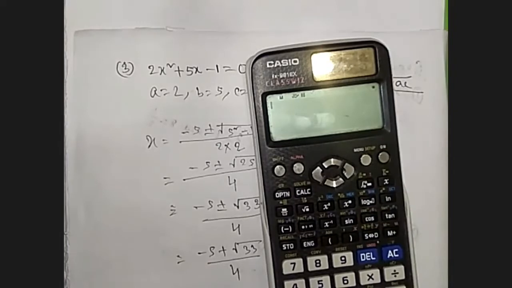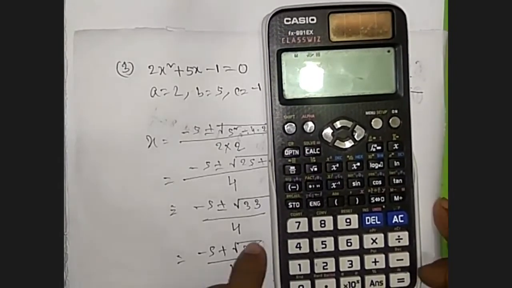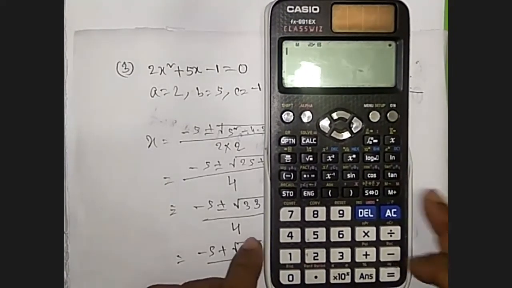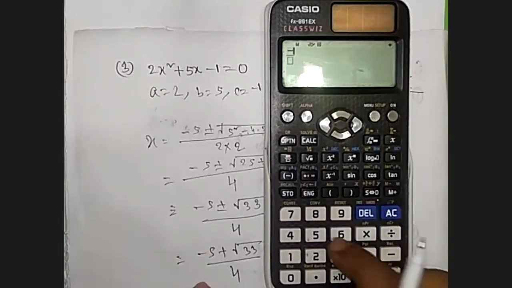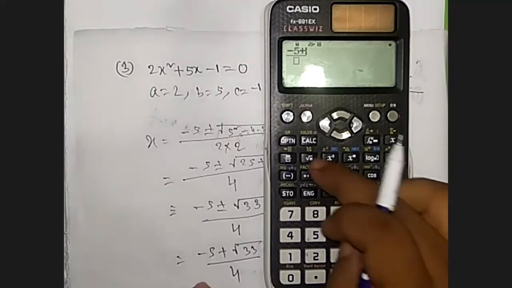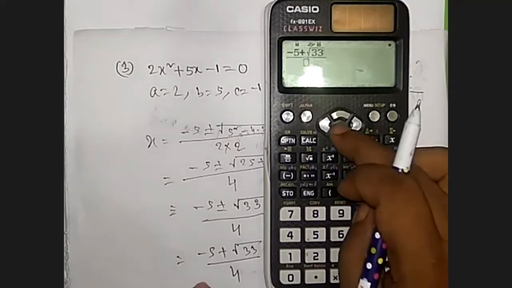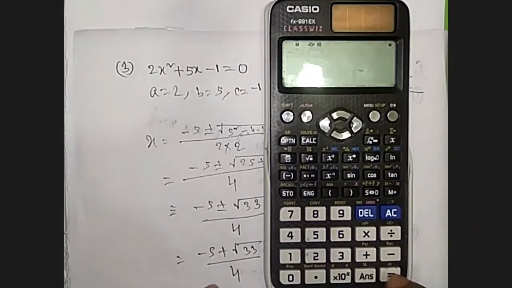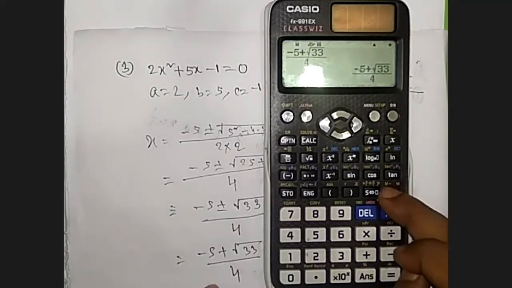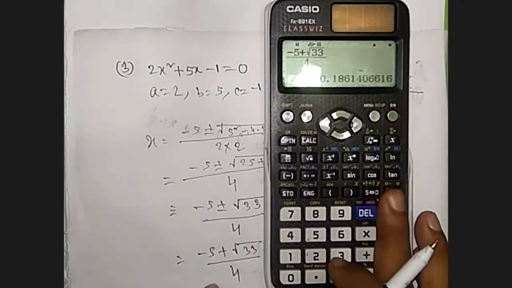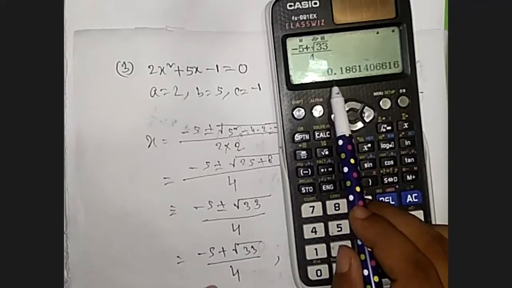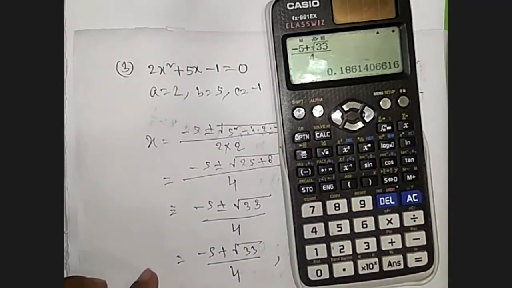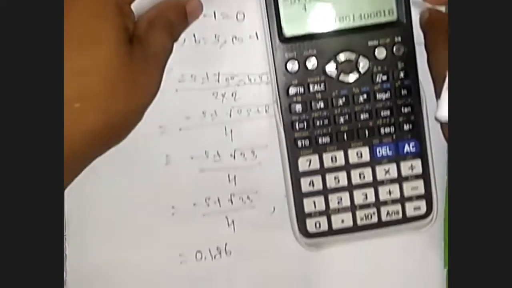Power it on. Then we can write here, fraction, minus 5 plus root over 33 divided by 4. Now there is given as 2d. So if you like to write the answers in 3 SF, we can write here 0.186. So our answer is 0.186. This is the answer for the first one.